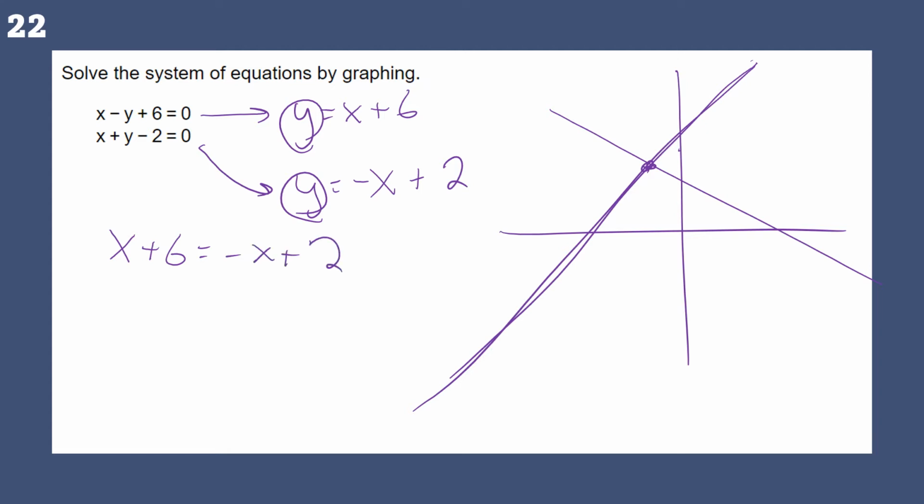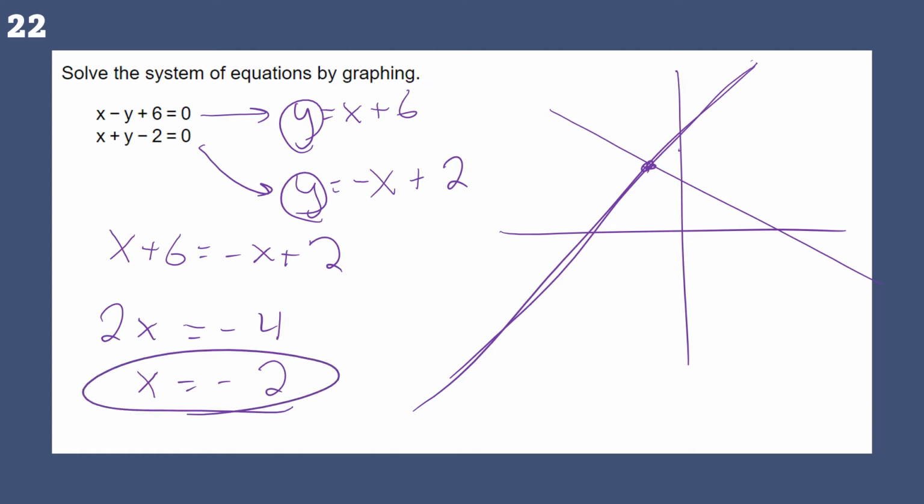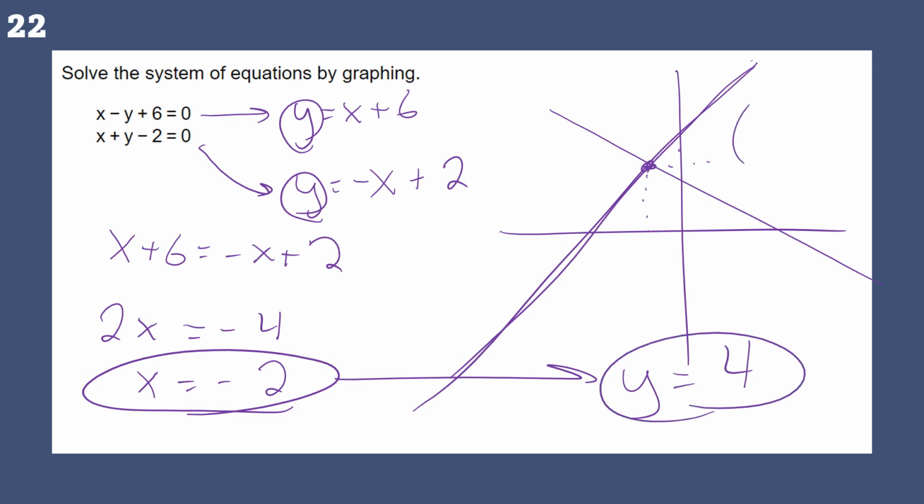I'm going to add x to both sides, and now it's 2x plus 6 equals... subtract 6, 2x equals negative 4, so x equals negative 2. That's only one part of my solution because that's my x coordinate, but the question becomes, what is my y coordinate? If I plug in negative 2, what would the y have to be? Now, I can go back into either one of my equations, and what you're going to see is that the y, if I plug in negative 2, has to be positive 4. So my solution is the point of intersection, negative 2, 4. So I solved it by graphing, but then I really solved it by substitution.